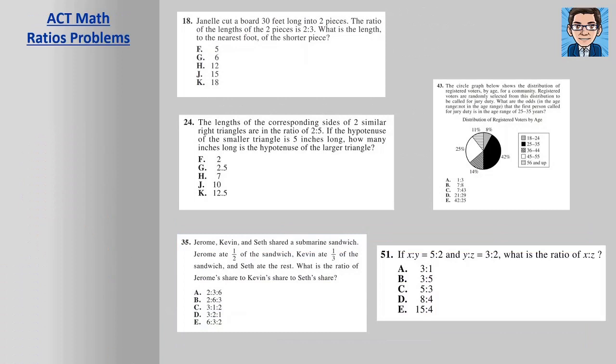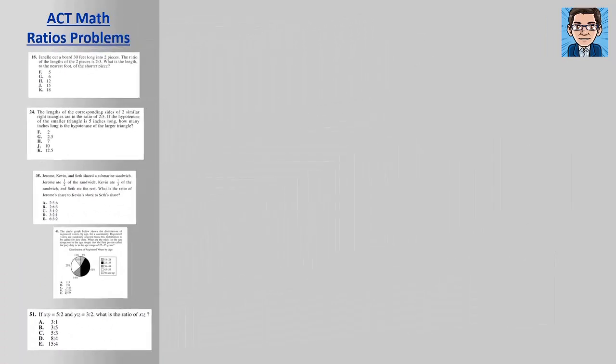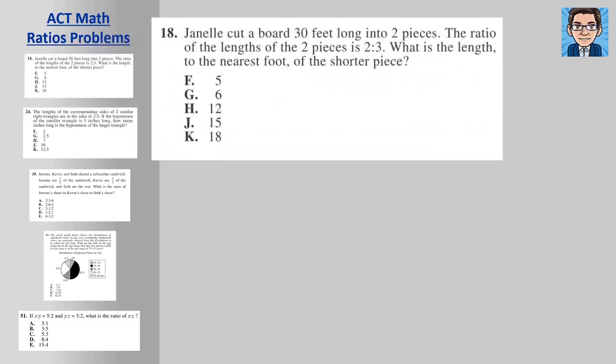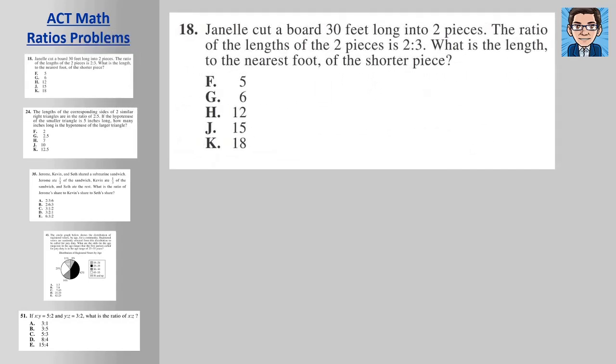Okay, so let's take a look at these 5 ACT math problems that have to do with ratios. In the first one, we've got Janelle cuts a board 30 feet long into 2 pieces. The ratio of the lengths of the 2 pieces is 2 to 3. What's the length of the shorter piece? So let's set up our table here. Our ratios are going to be 2 to 3, and let's add a total of 5.